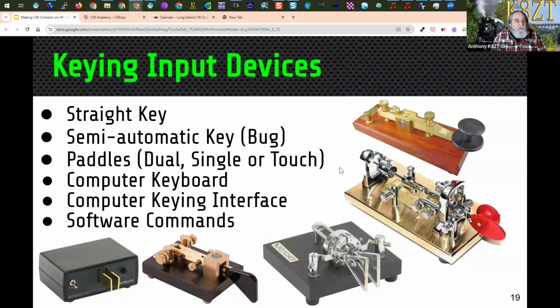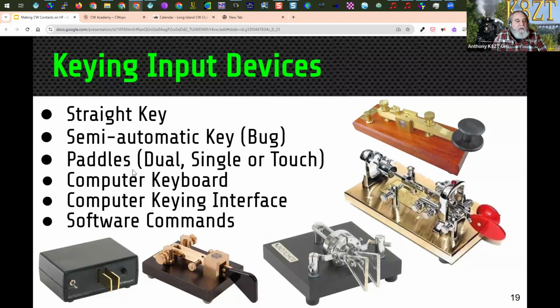The next ones I'm going to talk about all require some sort of electronic interface to be able to send the information. Now that may be built into the radio. You might have a built-in keyer, but these first two do not require any type of keyer to go along with your key. They can key the radio directly and cause the CW to be made.